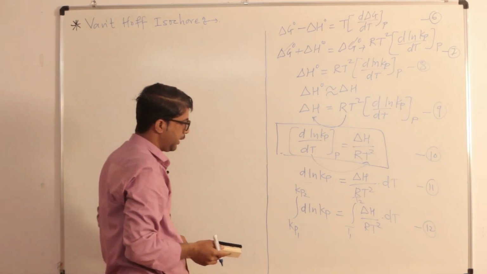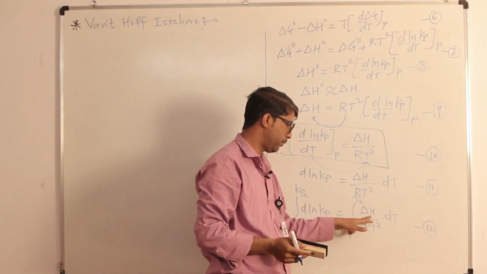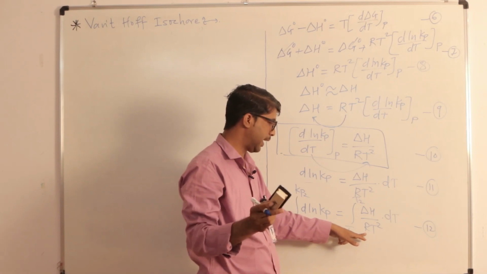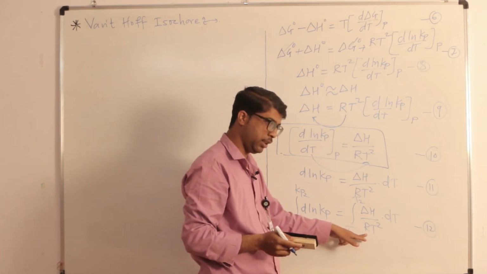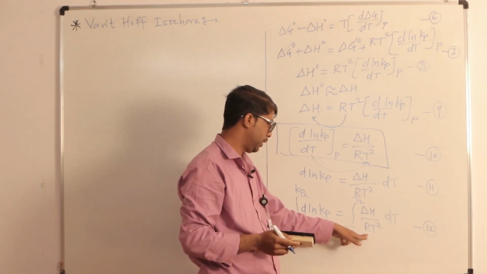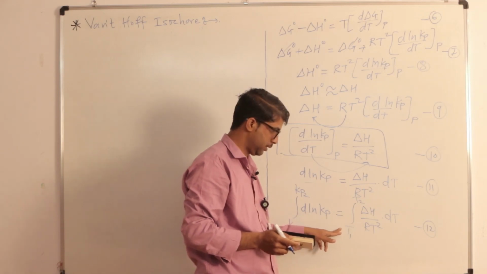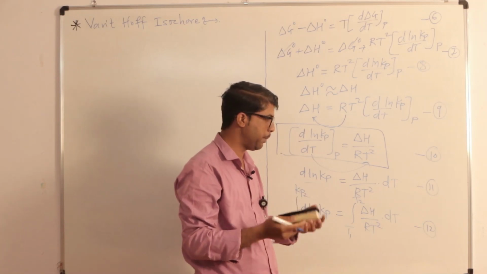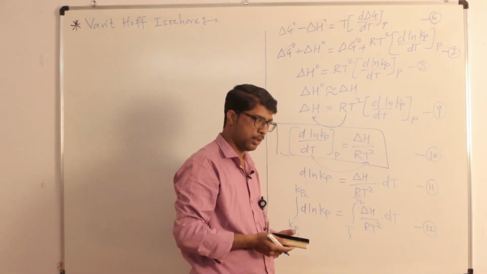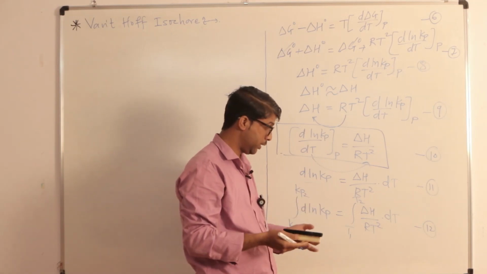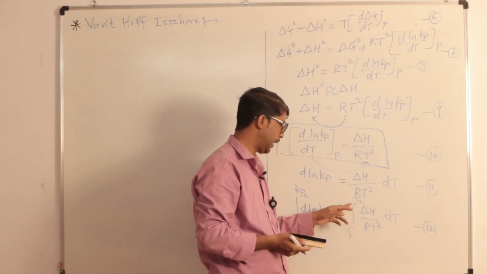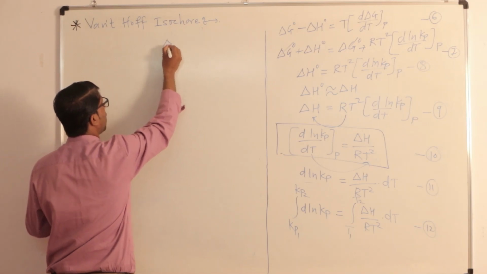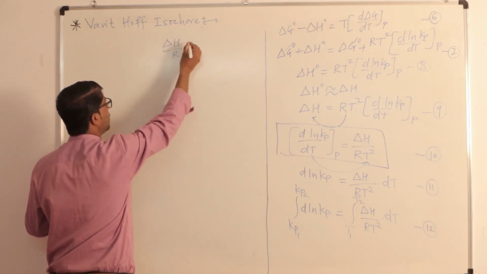Here on this side we have delta H, and we have R. R is the gas constant, what we call the gas constant. As it is a gas constant, we write it outside this integration term. This delta H is independent of the temperature. It is not dependent on temperature. Because of that, it is constant. As it is constant, we can write it outside this integration term. So delta H by R is constant.